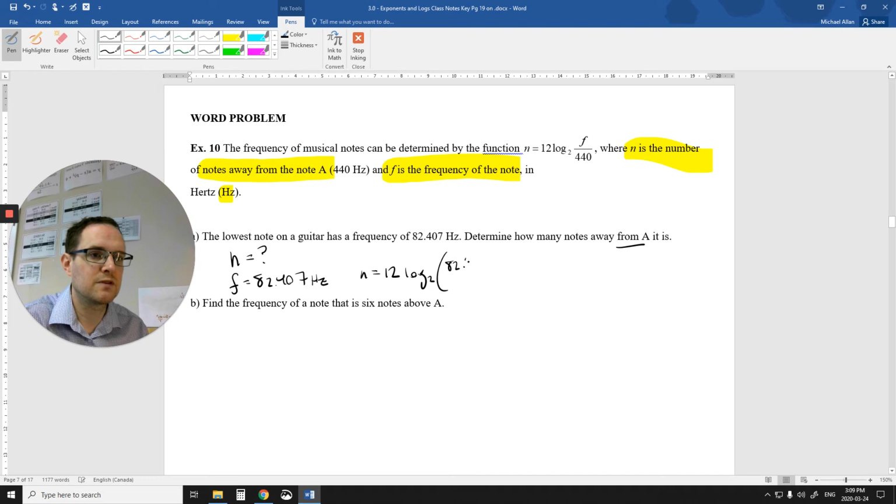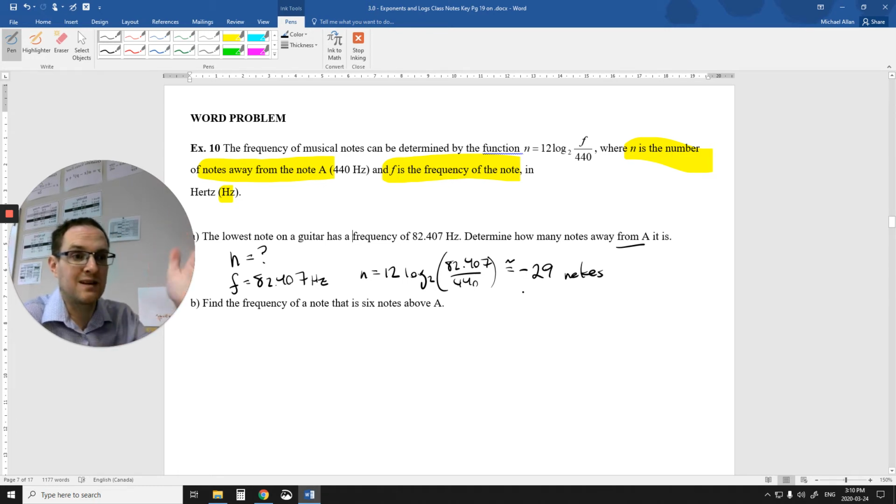So 82.407 divided by 440. And we're getting the equation. So if I punch this on my calculator, I'm getting approximately minus 29 notes. Now I get the negative, so that's key. That means it's probably below A. So I can probably write this down and say 29 notes below A.